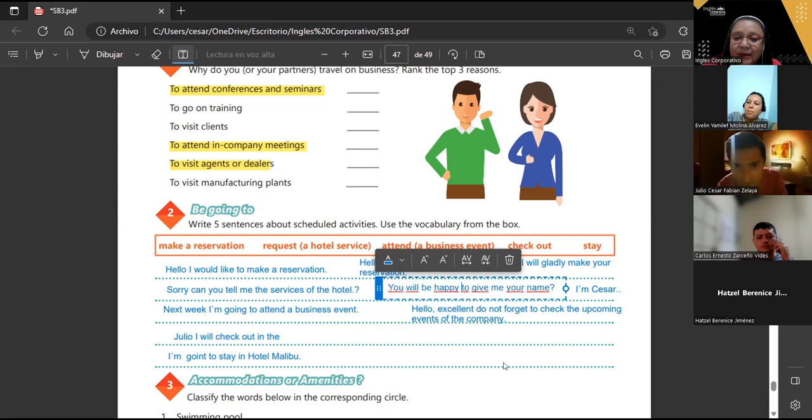¿Estaría feliz usted de darme su nombre? Sería, en todo caso, will iría antes de you. Okay. Will you give me your name? Will you? Okay. We delete be happy. There is no need for be happy. No necesitamos be happy. Will you give me your name?